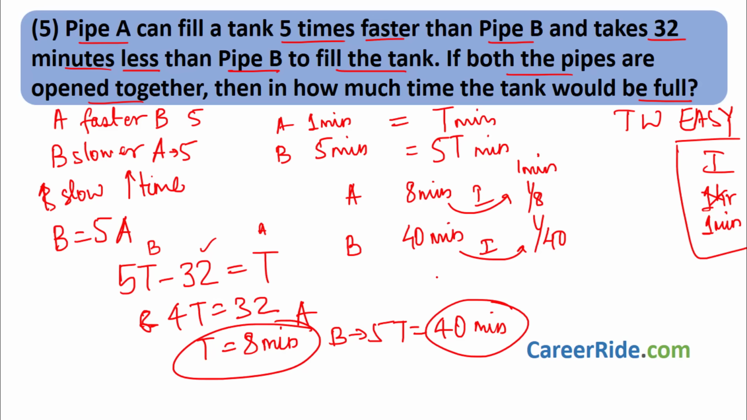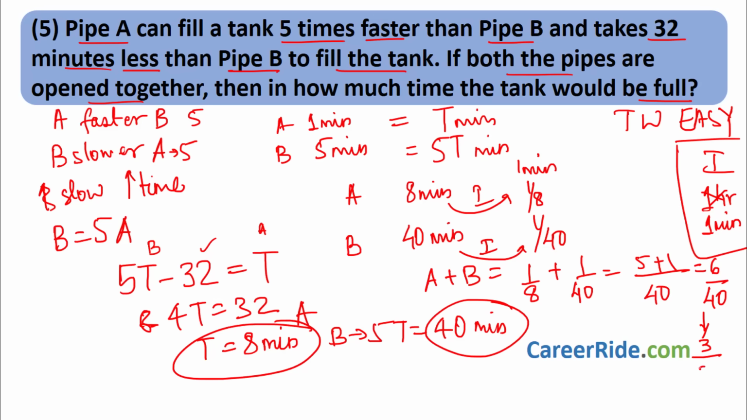So if both the pipes are opened, A plus B, then in 1 minute how much of the tank is filled? 1 by 8 by A and 1 by 40 by B. LCM is 40, so we have (5 plus 1) by 40 equal to 6 by 40, that is 3 by 20. This is not the number of minutes; this is the amount of work A and B complete together in 1 minute.